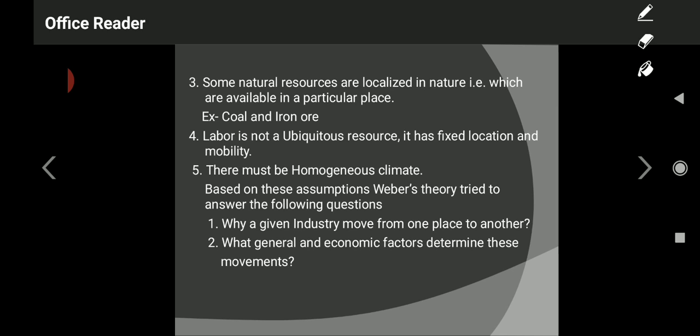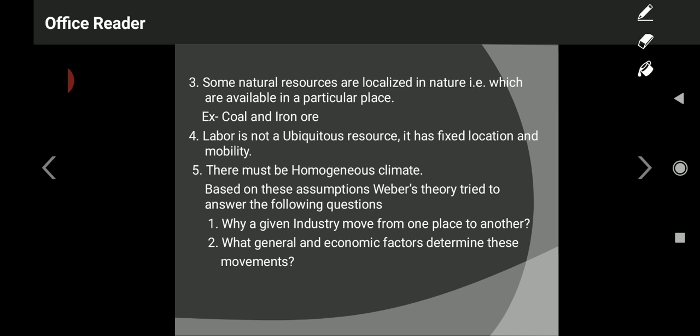Coming to the last assumption, that is, there must be homogeneous climatic conditions. When you are going to locate your own industry, you need homogeneous climatic conditions. According to Weber, the location of industry is always related to homogeneous climatic conditions. I'll tell you one example for that.